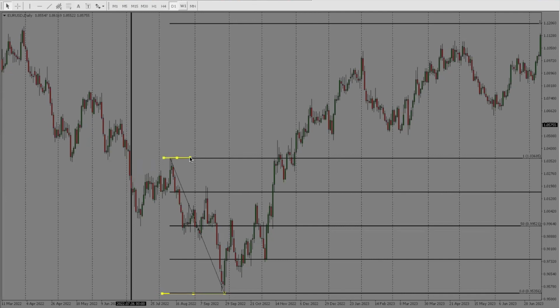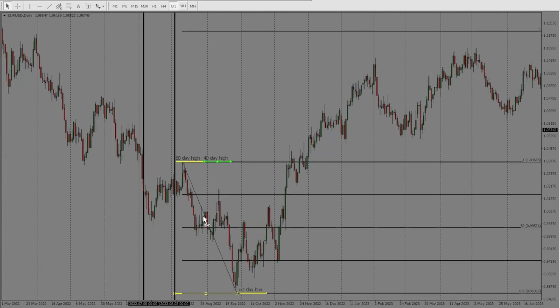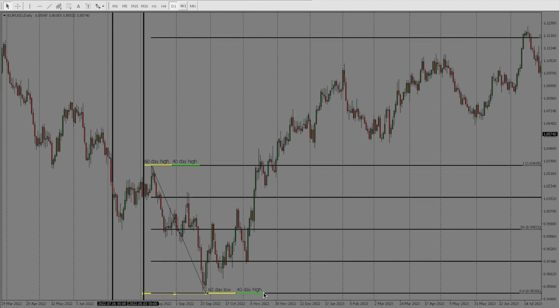So this level was our 60-day high. And then we'll add this down here to the 60-day low. Now that we've measured the 40 out, we know that the 40 is right here. So the 40-day high is at the same level. Let's change the color. And the same thing for the low. So when that low was made, this is what IPDA looked like.